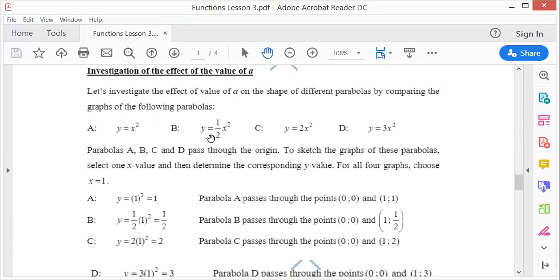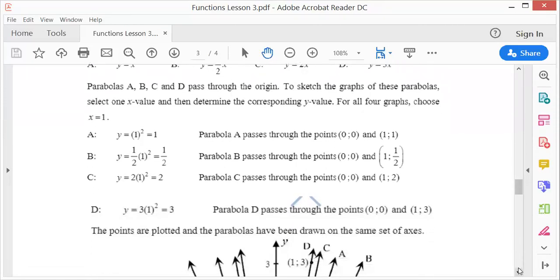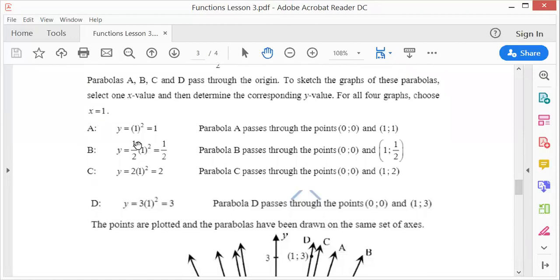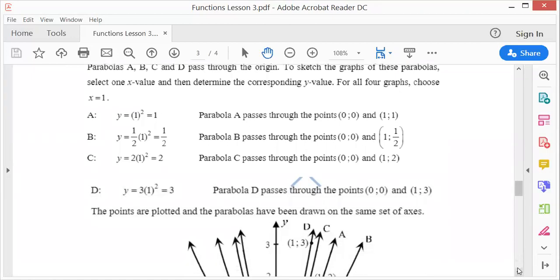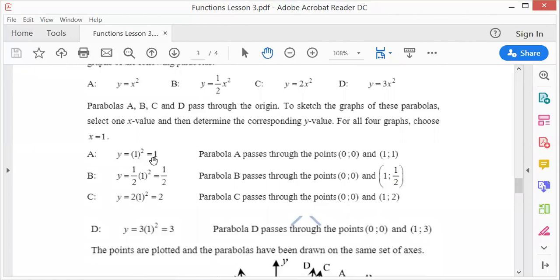Then I have half x squared, 2x squared, and 3x squared. If I substitute values into the equations, I'll get all those y values. And if I sketch the graphs, this is what I see. There's the graph of B, graph of A, graph of C. Remember, graph of A is the mother graph, y equals x squared. B is a half, which is a fraction. C and D are whole numbers.